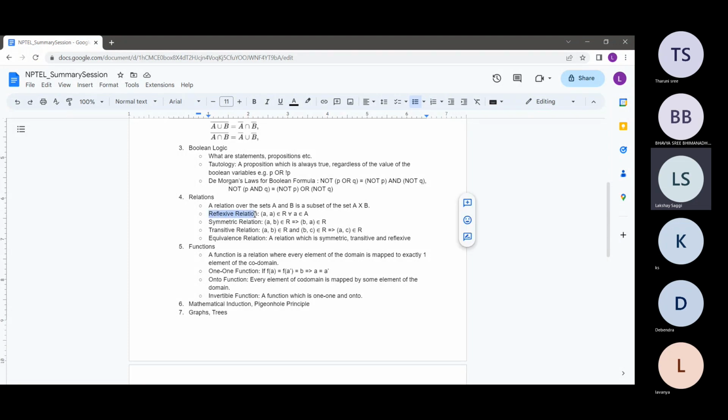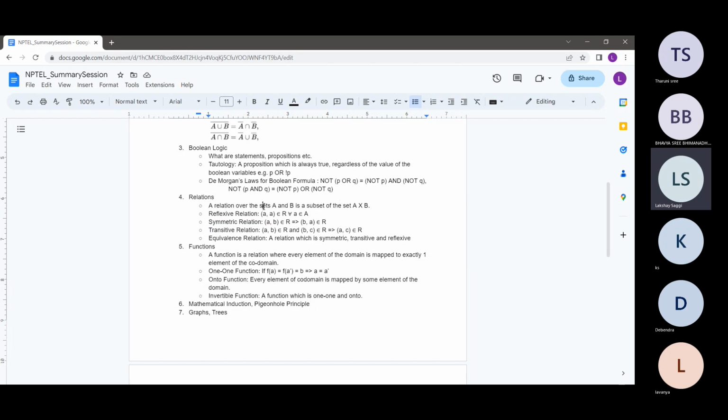And what are reflexive relations? Reflexive relations are relations in which every element is mapped to itself, right? (A, A) belongs to the relation for all A belonging to capital A. Similarly, a symmetric relation is a relation in which if (A, B) is a part of the relation, then (B, A) should also be a part of the relation.